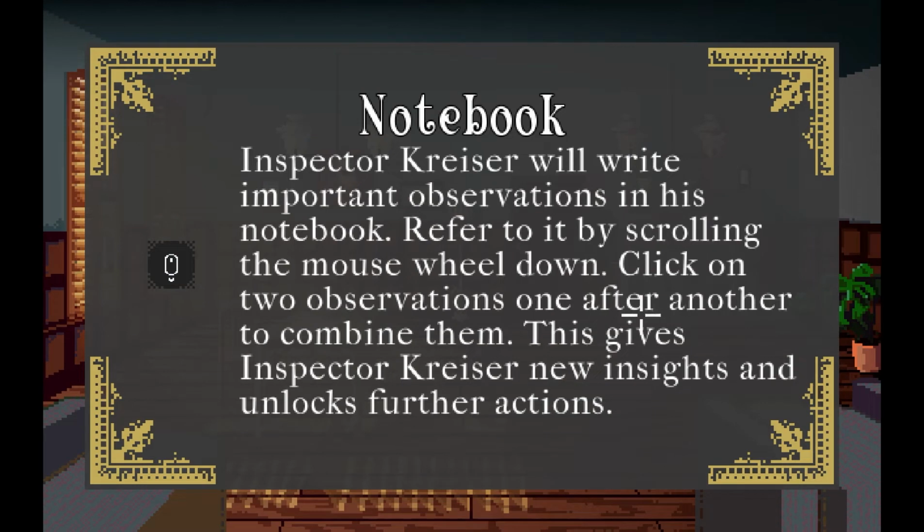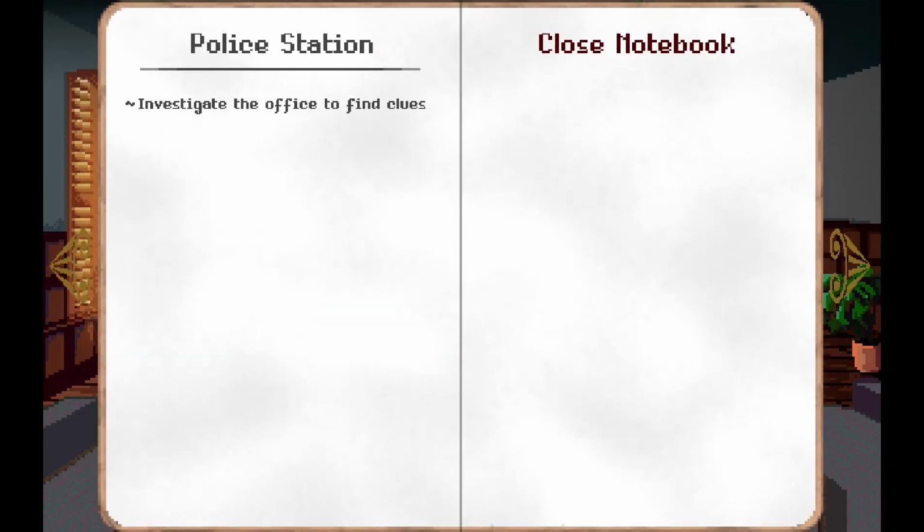Notebook. Inspector Kreiser will write important observations in his notebook. Refer to it by scrolling the mouse wheel down. Click on two observations one after another to combine them. This gives Inspector Kreiser new insights and unlocks further actions.